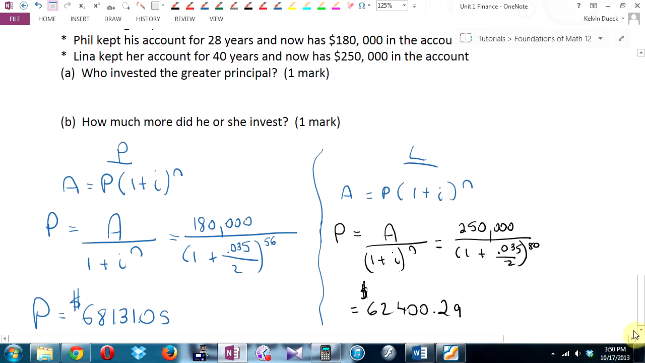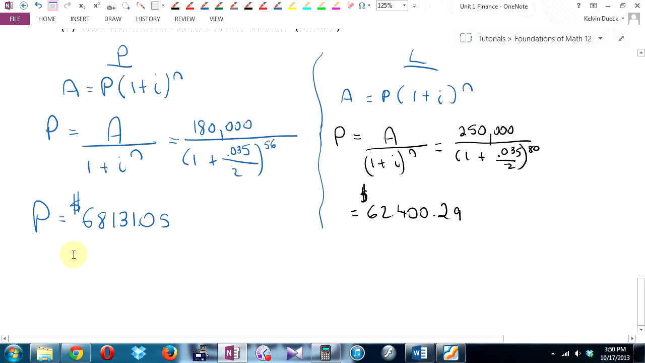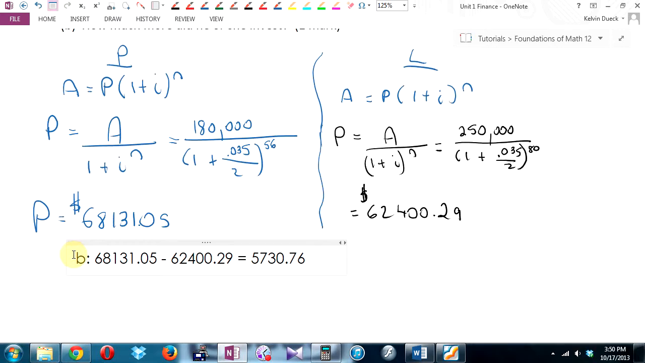Can you see now if there's one of those questions with that interest? I will in 1 second. B. 68131.05 take away 62400.29 equals. I was way off. You lied to me. I wasn't even close.